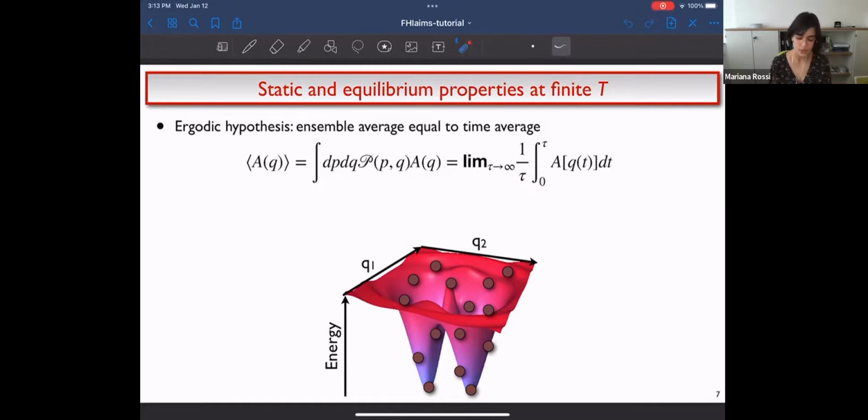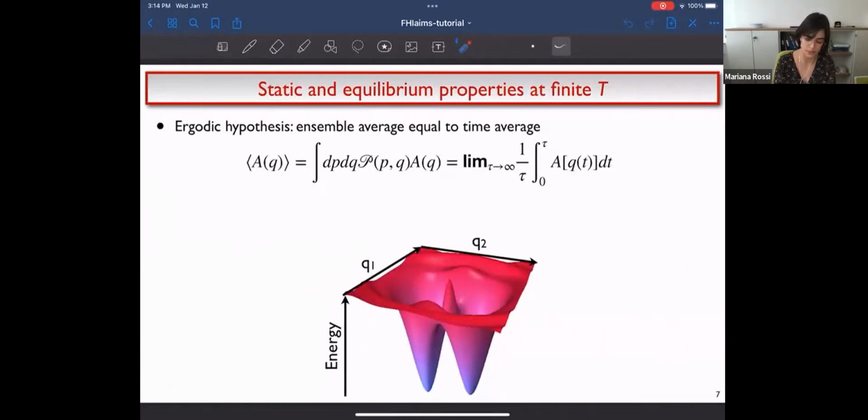Okay, so with all of these in hand, and with the ergodic hypothesis in your hand as well, you can now sample. You can do sampling in this phase space that you define by your potential and so on, and calculate the statistical averages by using molecular dynamics.